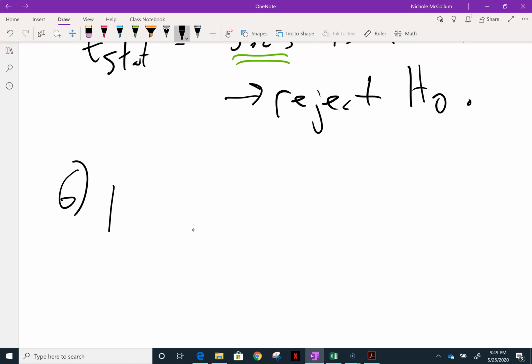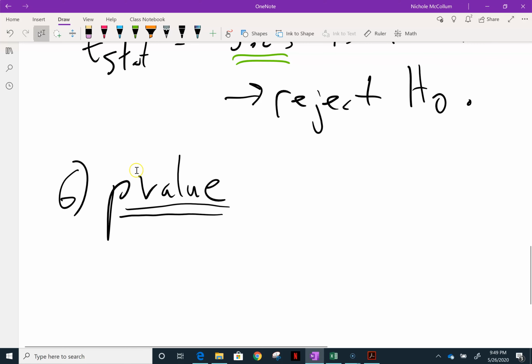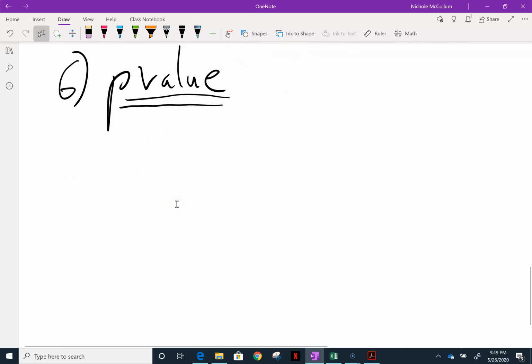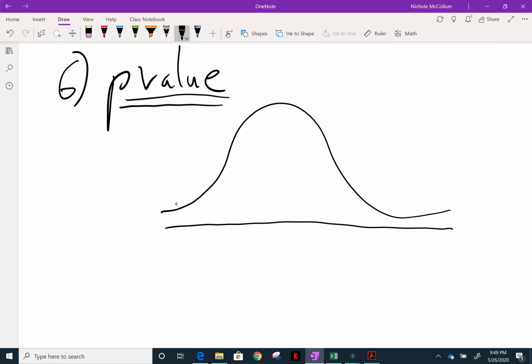So step 6, and yes, on the test, I'll tell you what steps to do. In real life, you got to decide which approach you're using, and just use it and validate it. Step 6, the p-value approach. If asked to do it, you once again draw your t-curve. It's a not equal to, so that's true.